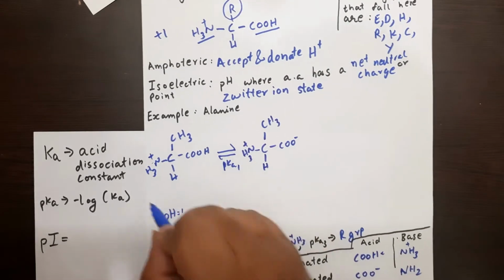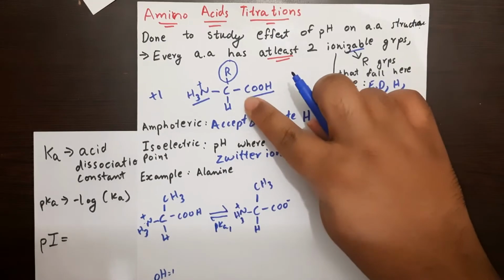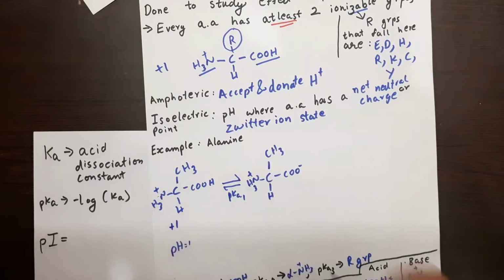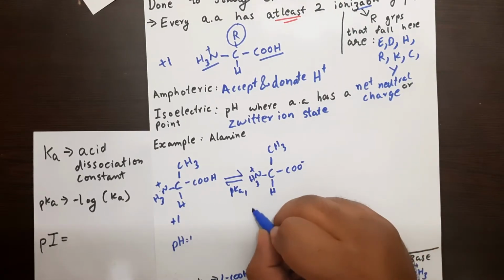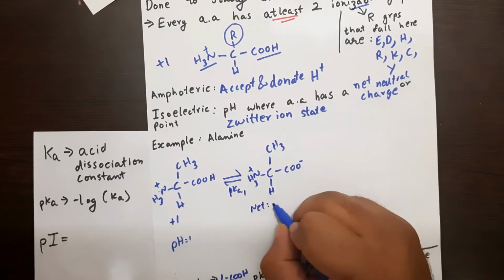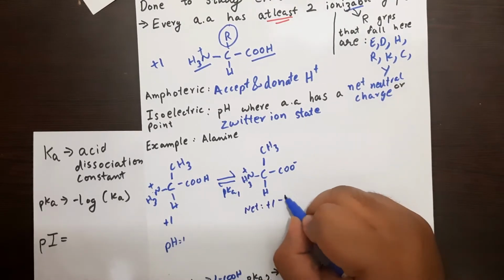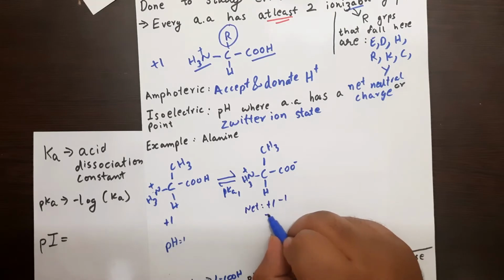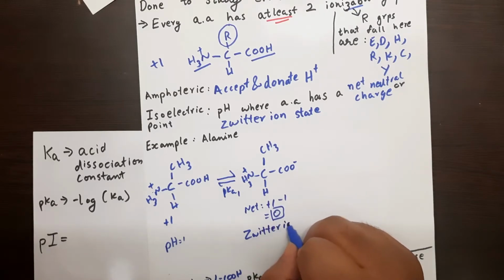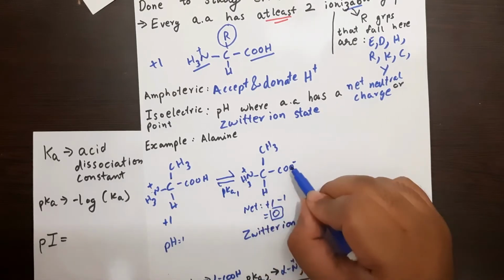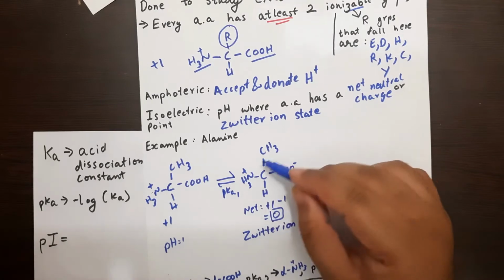Alright, so if you look at this, the net charge is similar to the first structure that we made. So the net charge here is positive 1. Now over here, the net charge will be plus 1 from your amino group, minus 1 from your carboxyl group. So what does that lead you to? 0. And this is your Zwitter ion, meaning it has both a positive charge and a negative charge on the same molecule structure.